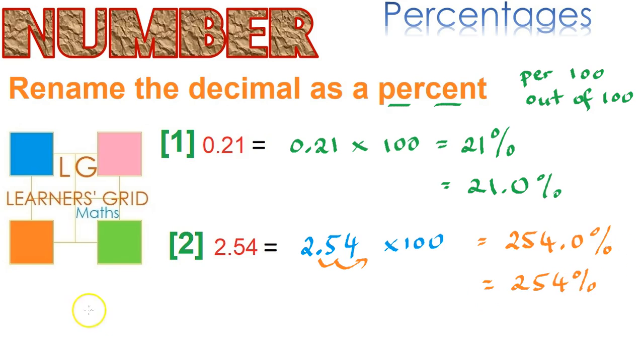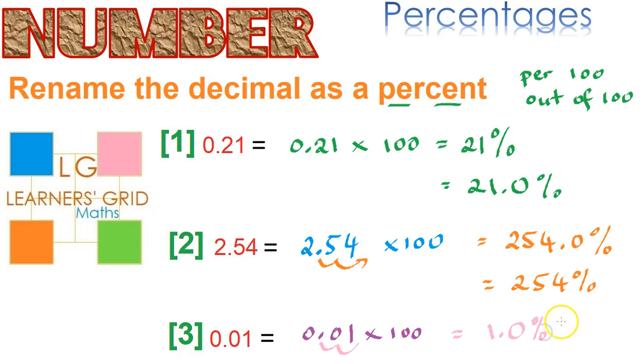Okay, let's try another one. Okay, we've got 0.01, right? And we multiply that by 100. But again, we know the shortcut. All we need to do is take that decimal point and move it 1, 2. So the answer would be 1.0% or 1%. So that's how you can solve these kinds of problems just by moving the decimal point 2 places to the right.